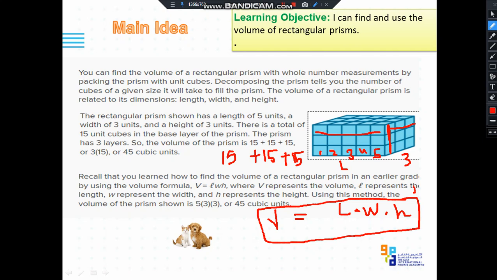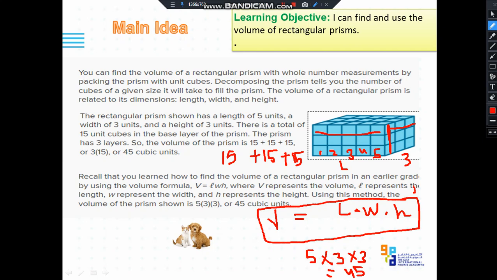Here L is 5 on this rectangular prism, and W is 3, and the height, as I told you, is always perpendicular to the base: 1, 2, 3. If you multiply these together, it gives the same result we already got: 3 times 5 times 3 is 45. So that is the volume formula of a rectangular prism.